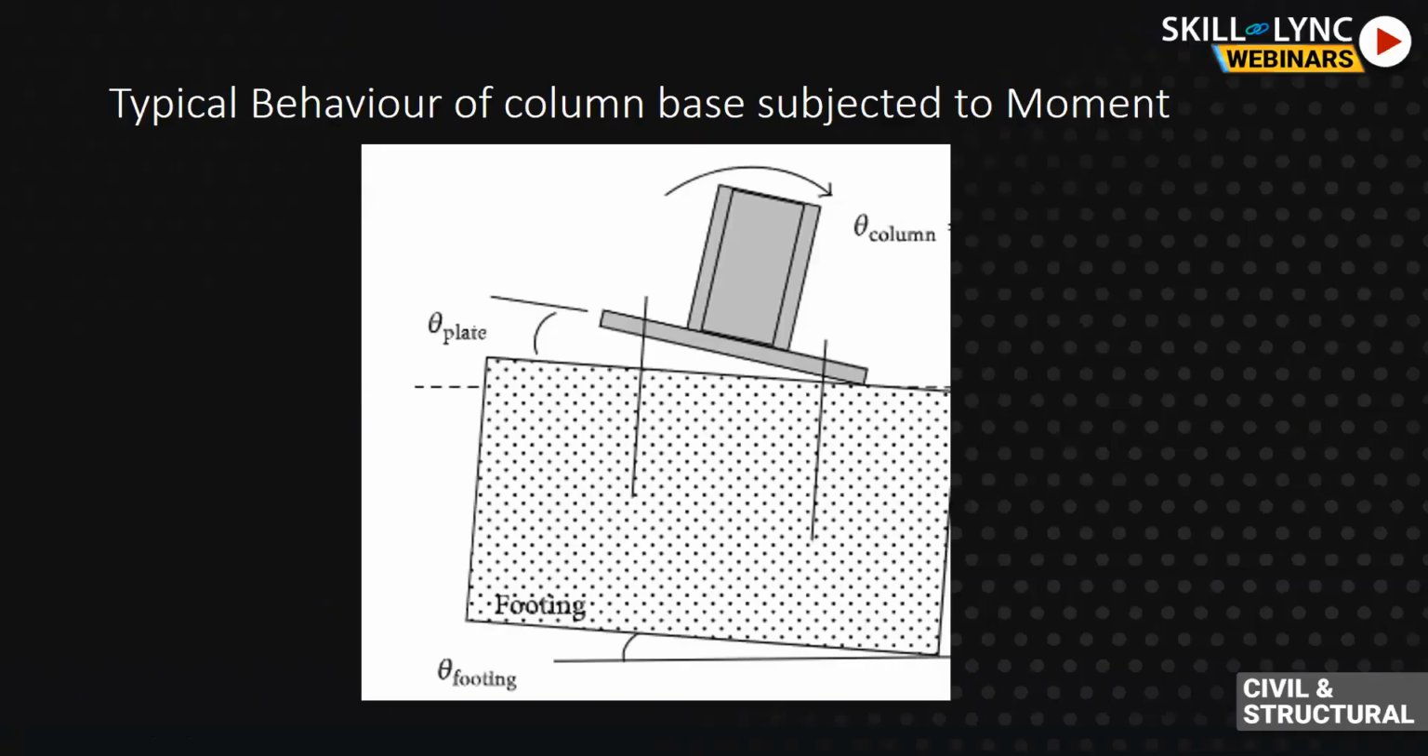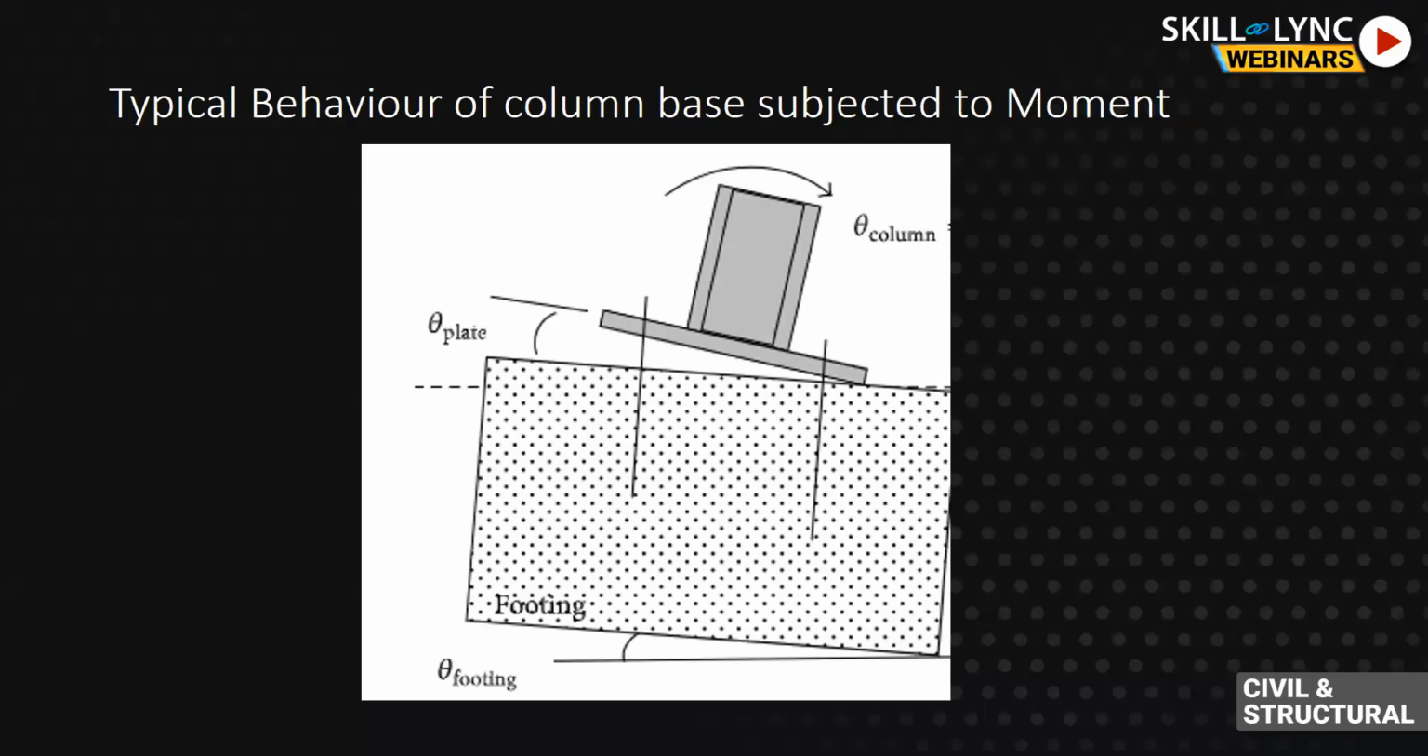Here on screen, you can find a column which is subjected to a moment, and we can see that it tends to rotate, right? It tends to rotate and it loses contact at one end of the foundation, and it applies compression forces at the other end of the foundation. Now, what do we do? This is actually an undesirable behavior of the column and base plate. We need to prevent this rotation.